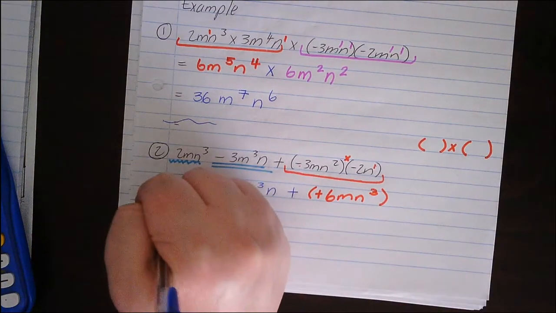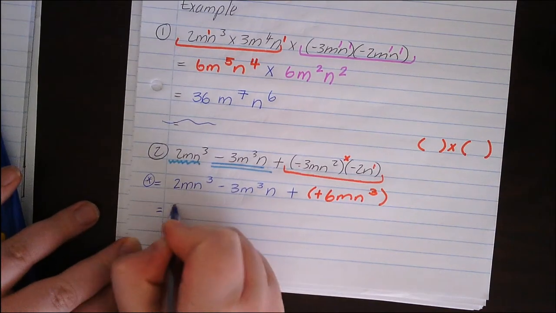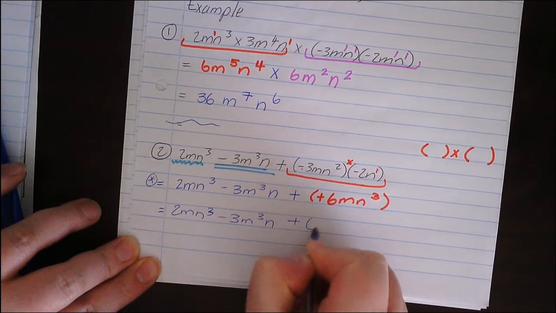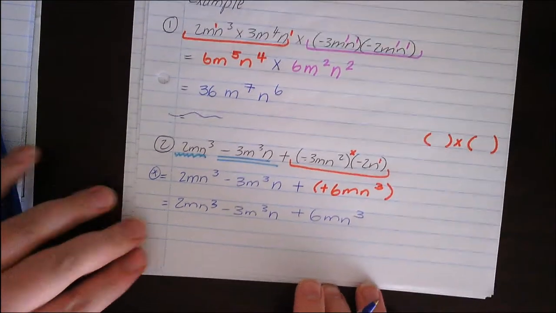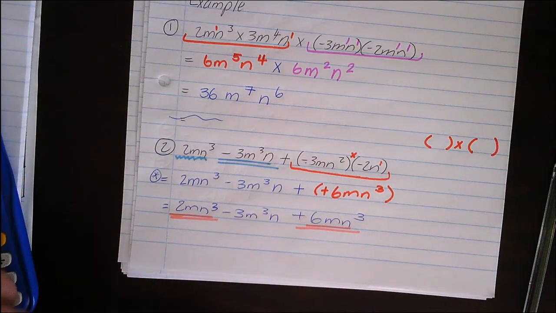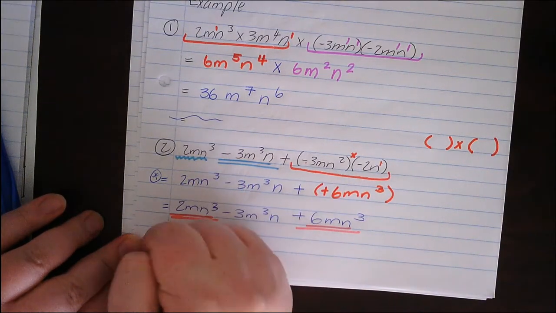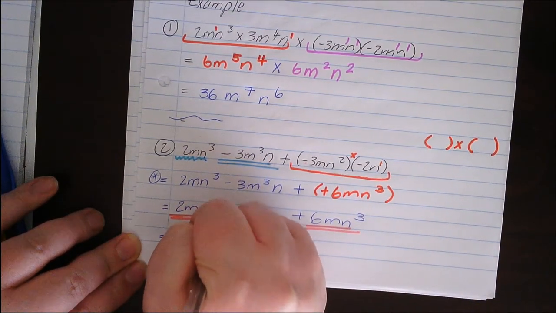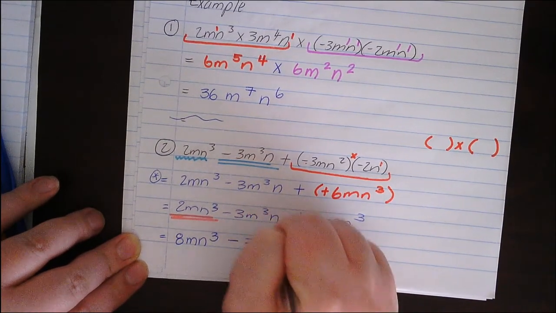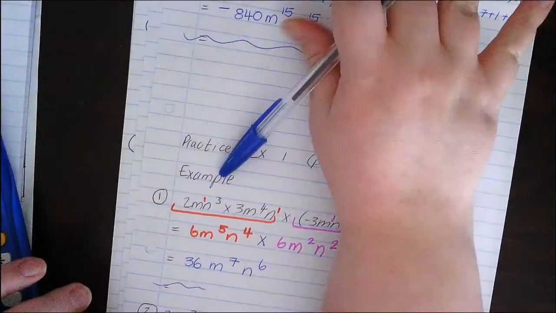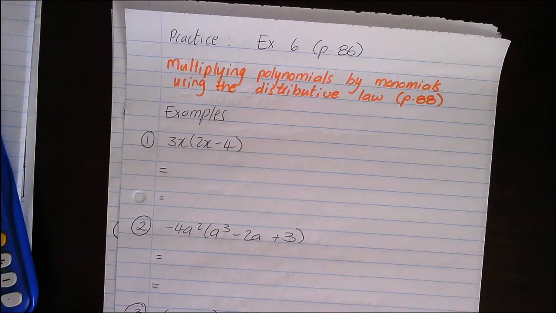Okay. You don't need this in between step. You don't need this step. You can have 2mn cubed minus 3m cubed n plus 6mn cubed from the start. And now you're going to say, okay, well, this is like to this. I'm going to add them together. 2 plus 6 is 8. And remember, when we're adding on the ground, nothing happens to the exponents. So it stays exactly the same. And this one just comes along. They're unlike, so we cannot add them together. Okay. To practice this, you're going to do exercise 6 on page 86. All right.